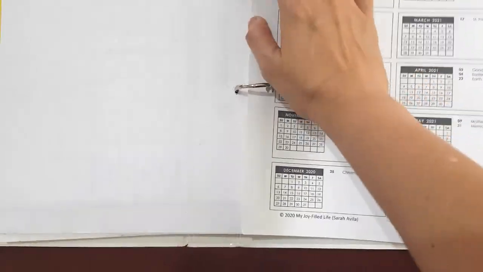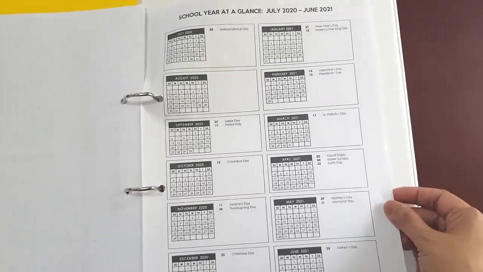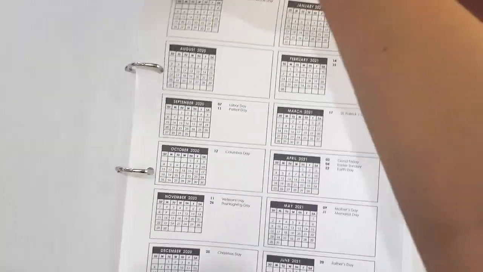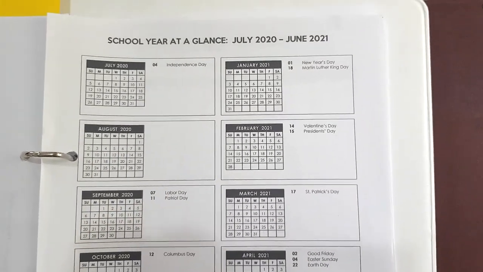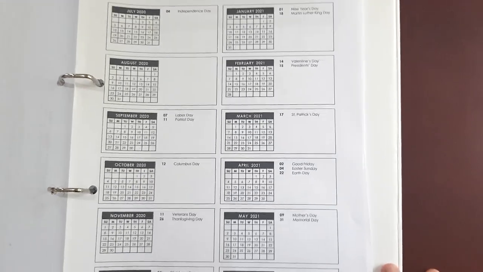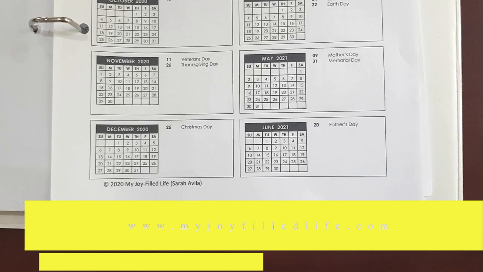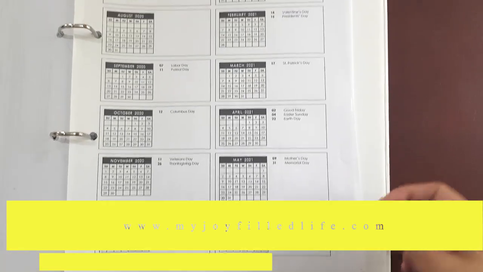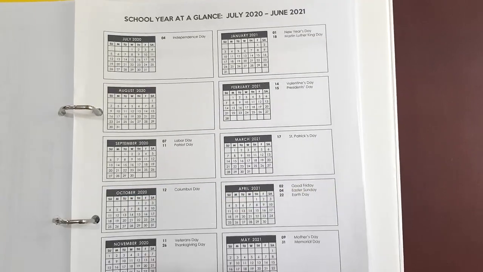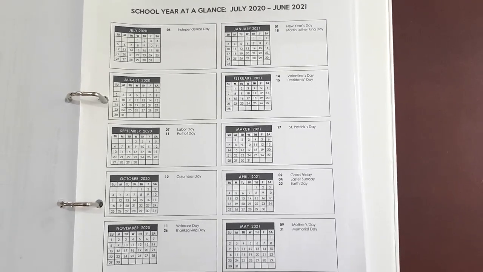the assessment form ay itong school year at a glance. So, itong school year at a glance, this is just a calendar ng July 2020 to June 2021. So, I got this from My Joy Field Life by Sarah Avila. So, you might check it out. Ang dami din yung mga forms doon. So, this is just a school calendar, from July to June 2021.